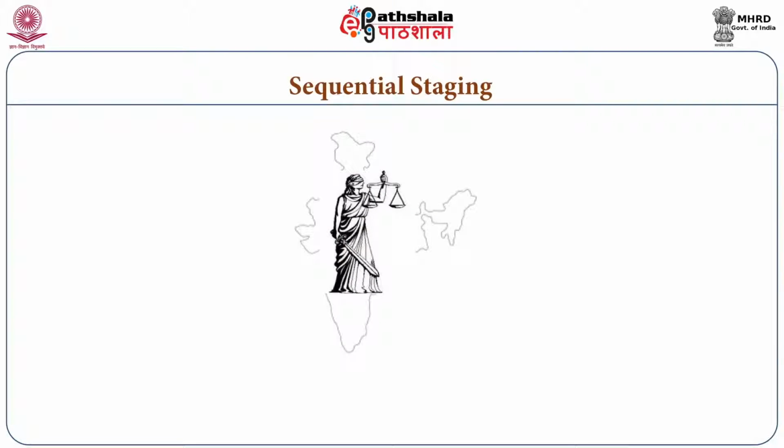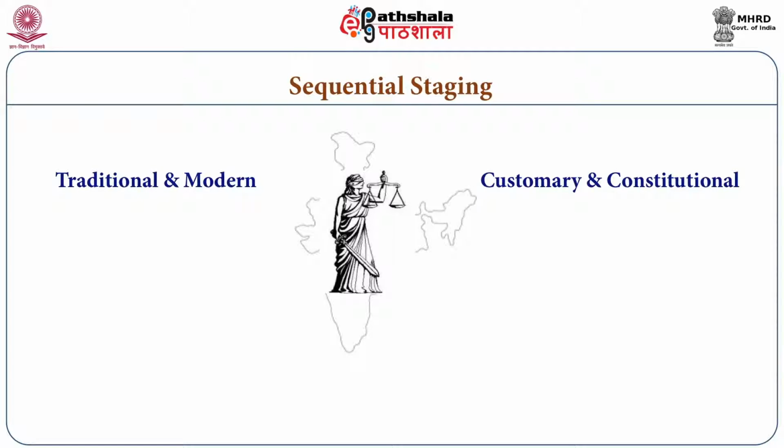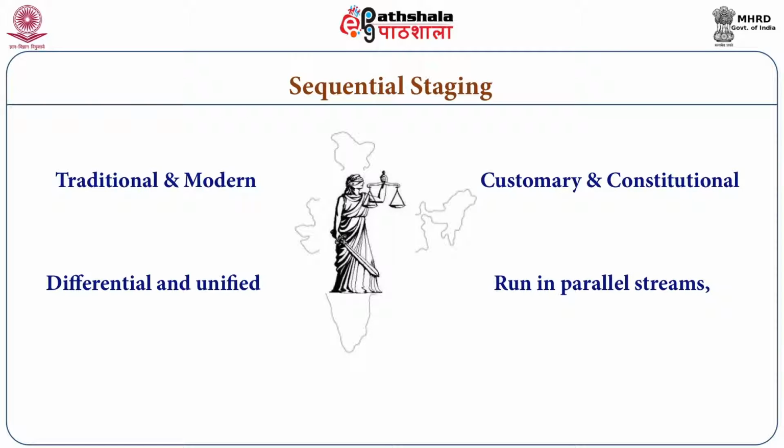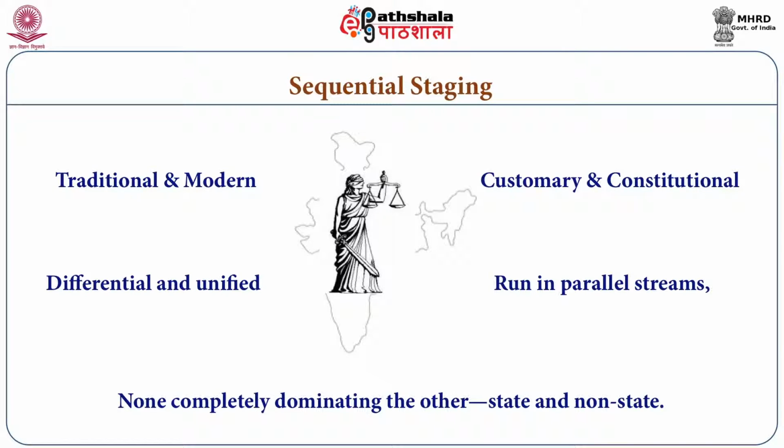So within India, what we find are different types of legal practices: traditional and modern, customary and constitutional, differential and unified, that all run in parallel, none of them completely overtaking the other. In other words, we have practices synchronistically of state and non-state law.